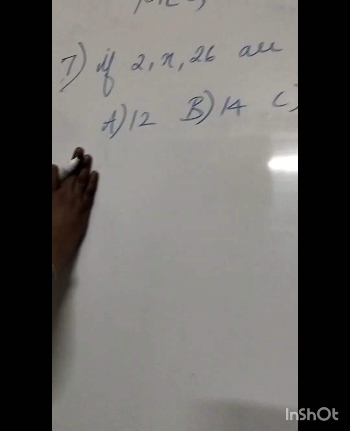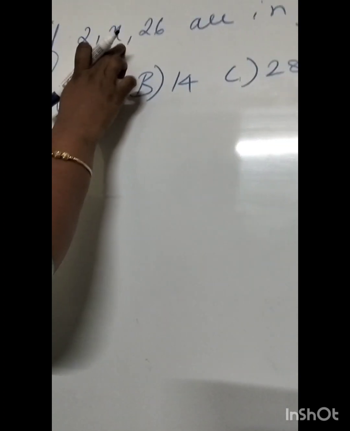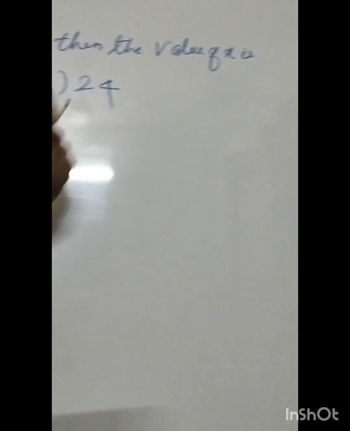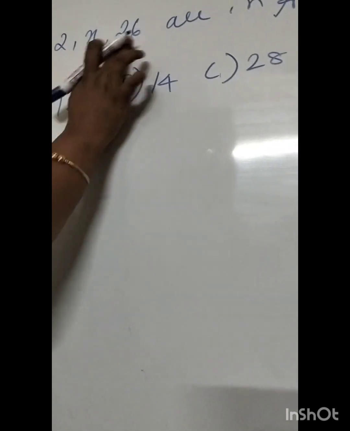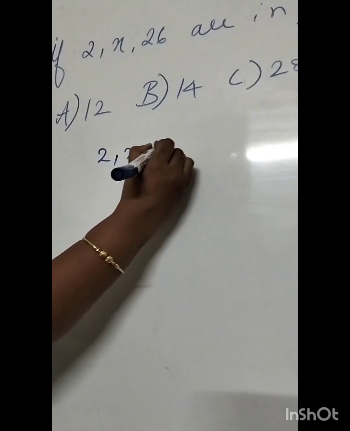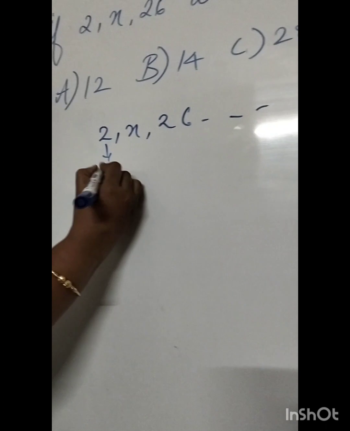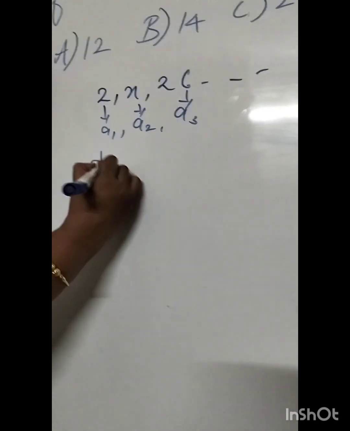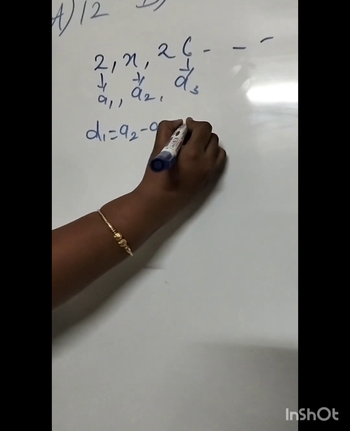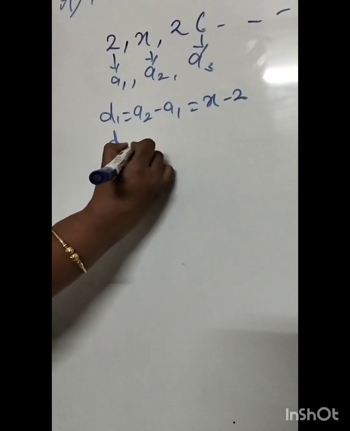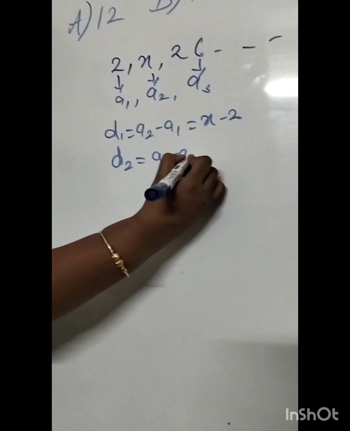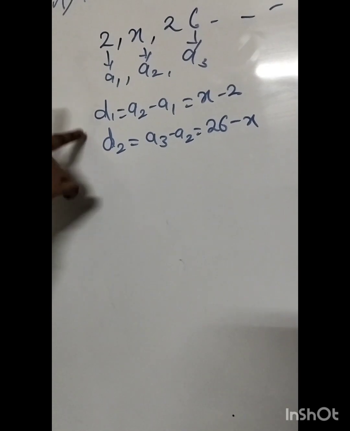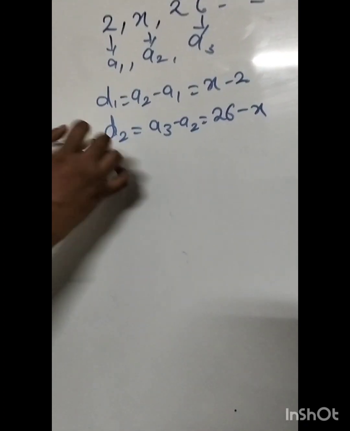Let's come to the 7th question in MCQ. If 2, x, 26 are in AP, that's arithmetic progression, we need to find the value of x. Options are given. Let us take the given AP 2, x, 26 and so on. Denote these as A1, A2, A3. Let's take the common difference. D1 is equal to A2 minus A1, which is x minus 2. And the second difference D2 is A3 minus A2, which is 26 minus x. We know if it is an AP, the common difference will be the same, constant. So I can equate them.